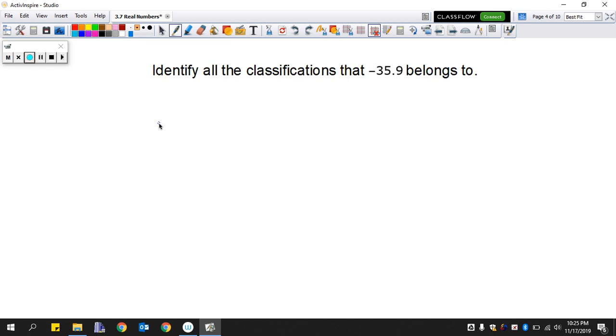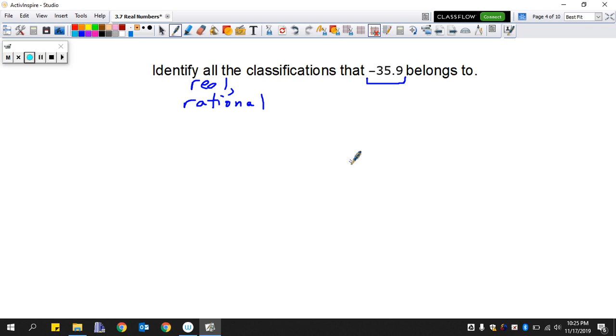All right, so it says identify all the classifications that -35.9 belongs to. Well, this is written as a decimal that ends. So this is a rational number, and it's also a real number. Okay, so it's a real number and it's a rational number. All right, it is not an integer because it's not a whole number.